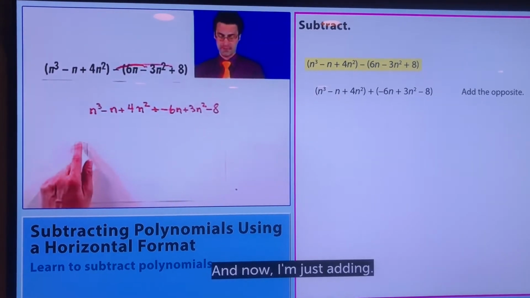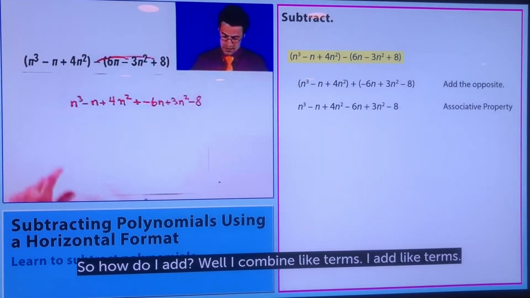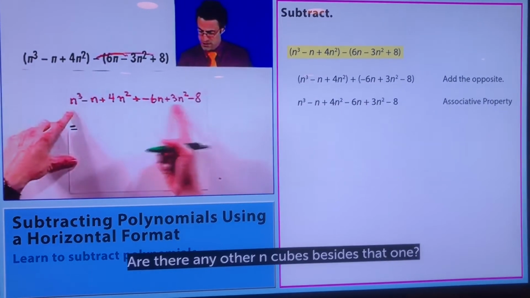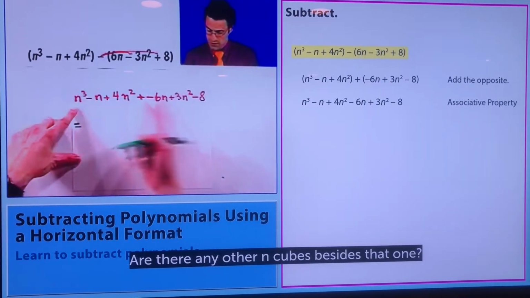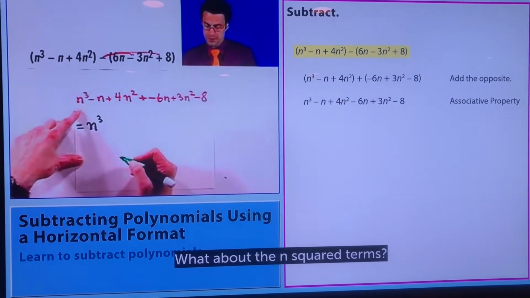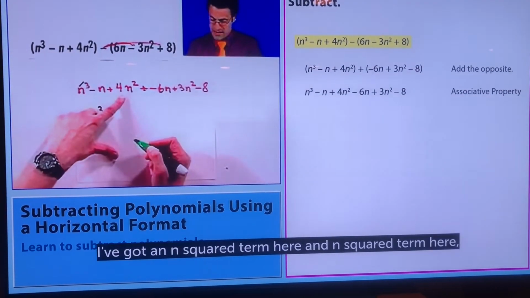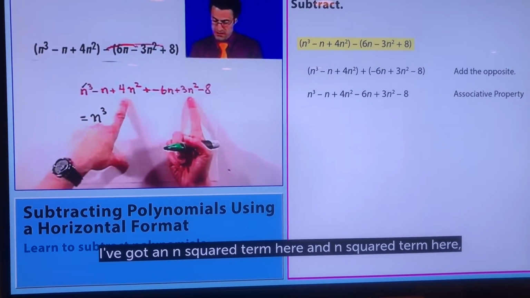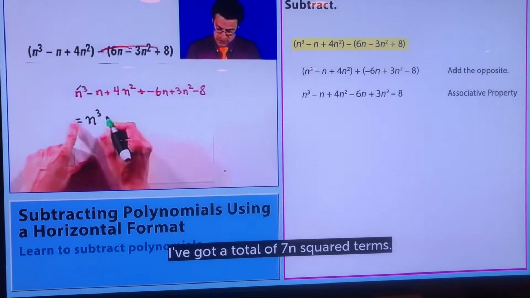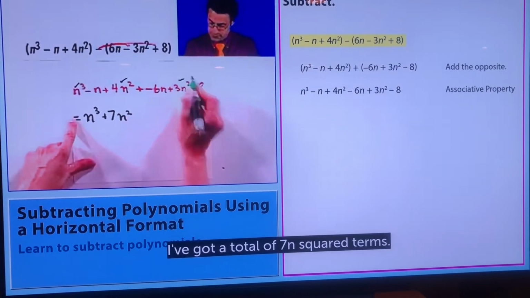And now I'm just adding. So how do I add? Well, I combine like terms. I'm going to look through here and scatter everything out. Are there any other n cubes besides that one? No. So I just have an n cubed all on its own. What about the n squared terms? I've got an n squared term here and an n squared term here, so I add them up. I've got 4n squared plus 3 more n squared. I've got a total of 7n squared.